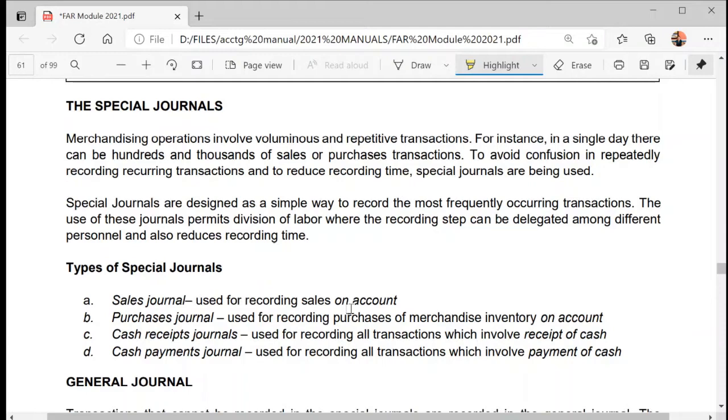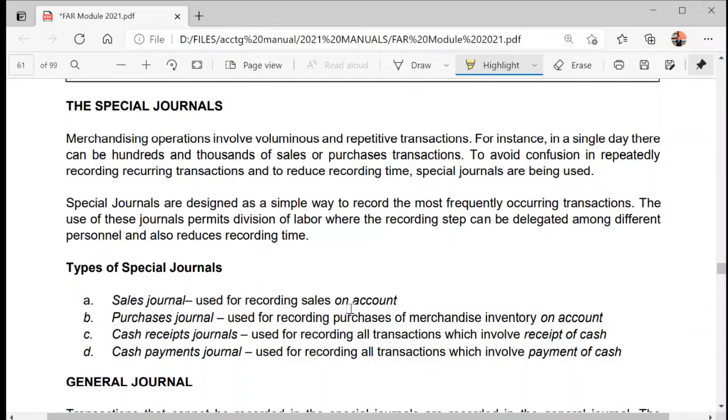That's why in big companies they have a department for accounts receivable. They also have a department for accounts payable, a purchasing department, and a sales department. So they can work on a specific area, and the task can be delegated, especially the recording of transactions.